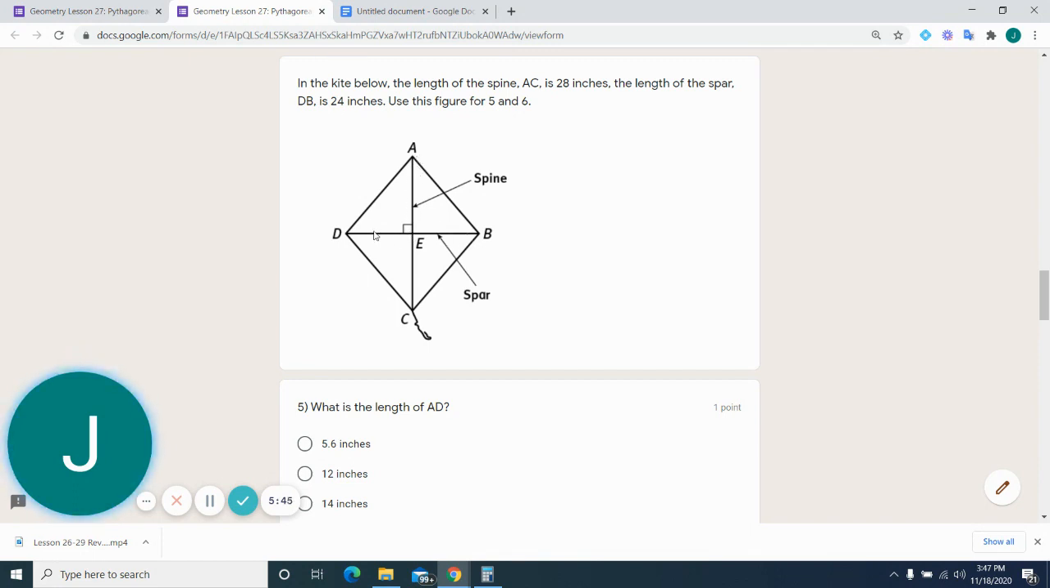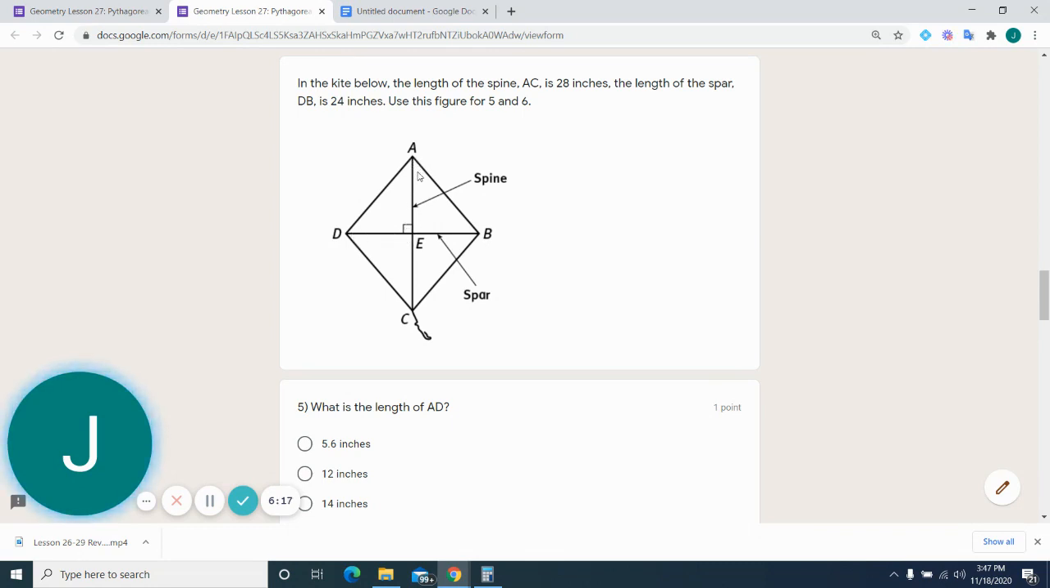And then they tell us that this long one is 24, cut that in half, you get 12. So look, this triangle is 14 by 12. You see that? 14 by 12. So when they ask what is the length of AD, AD right here is the hypotenuse of a triangle with legs 14 and 12. See, this long thing was 28, so half of it is 14. This long thing is 24, so half of it is 12. So it's 14 by 12.